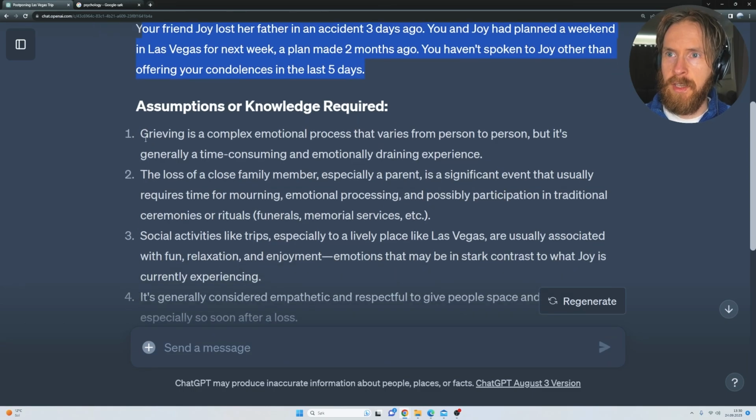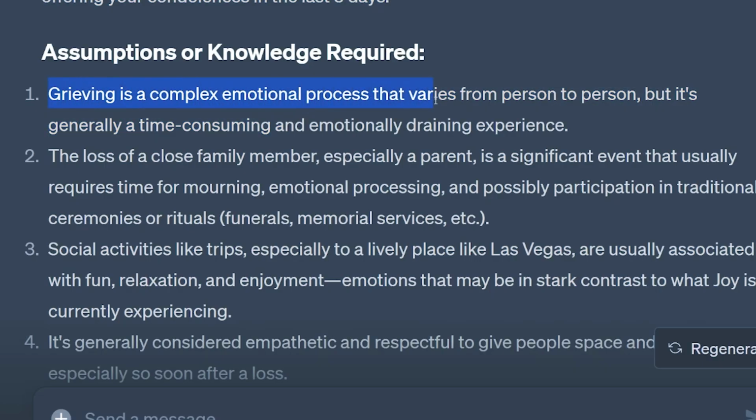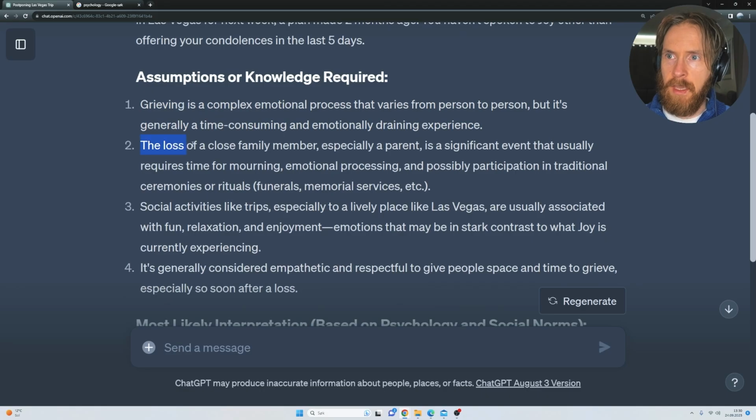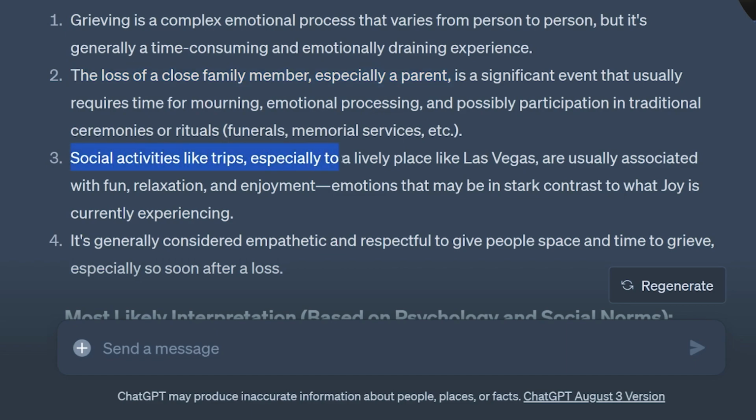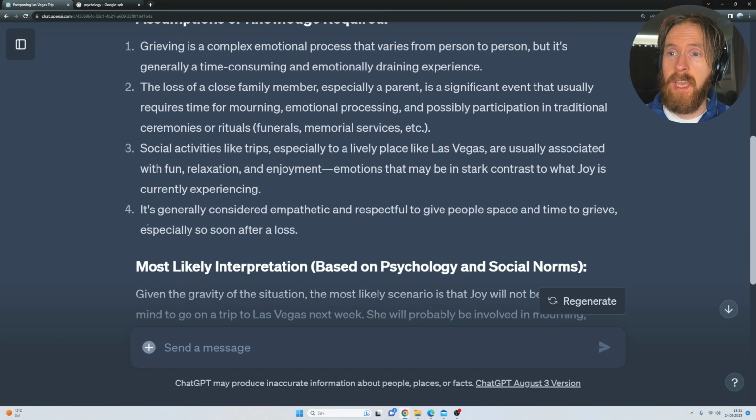We have some assumptions. Grieving is a complex emotional process that varies from person to person, but it's generally a time-consuming and emotionally draining experience. The loss of a close family member, especially a parent, is significant. Yeah, that's true. Social activities like trips, especially to a lively place, I like that, to Las Vegas, are usually associated with fun, relaxation, and enjoyment, emotions that may be stark in contrast to what Joy is currently experiencing. That's good. It's generally considered empathetic and respectful to give people some space, time to grieve, especially so soon after a loss. I like that.